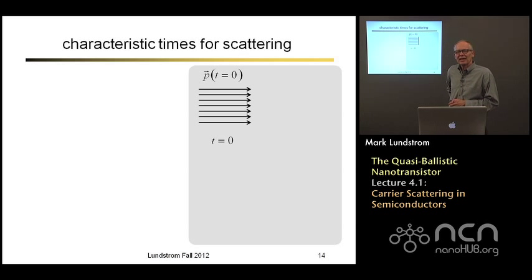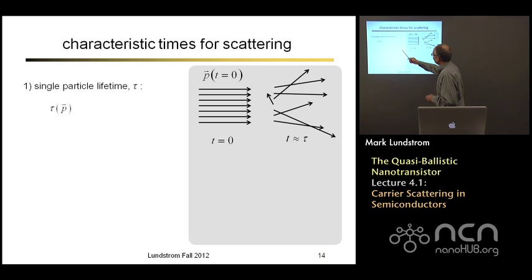So in thinking about scattering, we can think about it this way. Let's do a conceptual experiment. Let's say that we inject a stream of electrons with some particular momentum and energy. Let's say the momentum is directed along one direction and the electrons have a lot of excess kinetic energy. We inject them at time t equals 0 into a semiconductor and we ask what will happen.